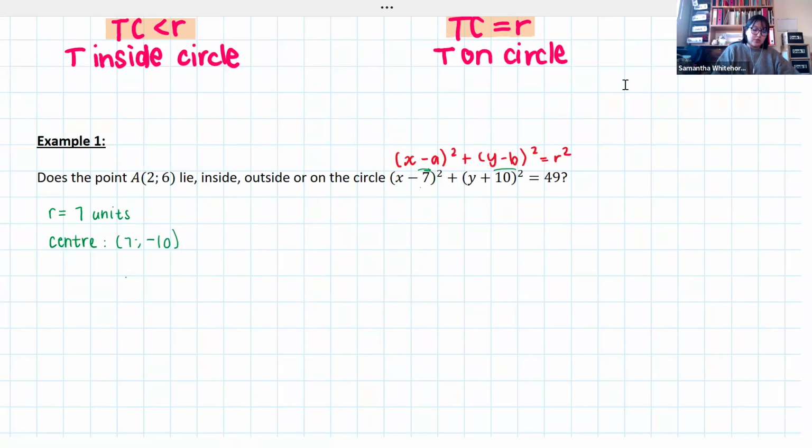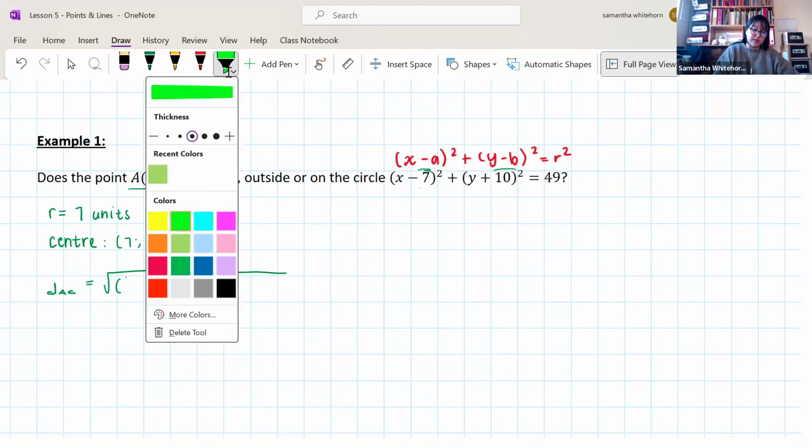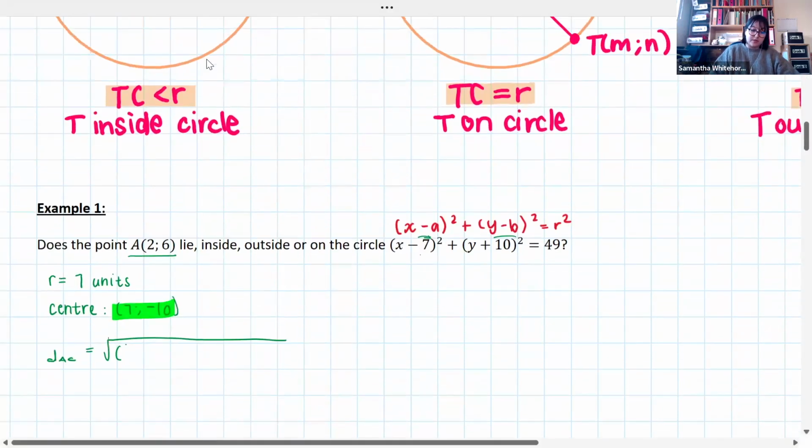So what I want to do is I've got point A. I want to work out the length or the distance from A to C. So I'm going to use my distance formula. Now, your distance formula, remember, is on your formula sheet, but it's x2 minus x1, or you can go the other way around. It really doesn't matter. Squared plus y2 minus y1. So the two coordinates that I'm working with, because let's make sure we're working with the correct information, is A and your center.